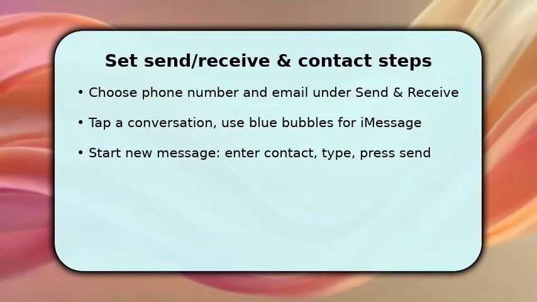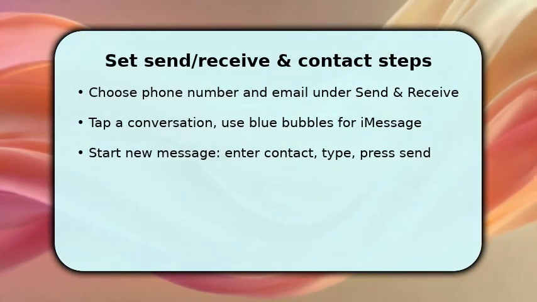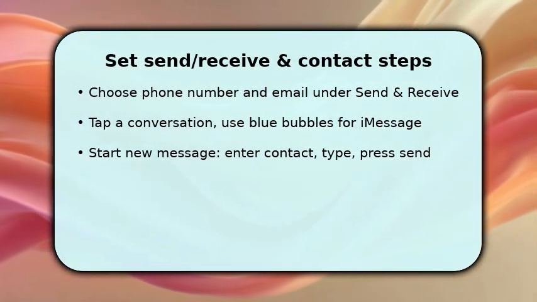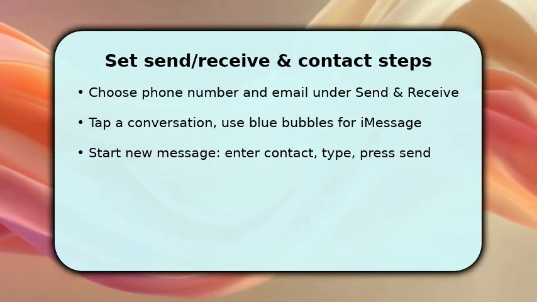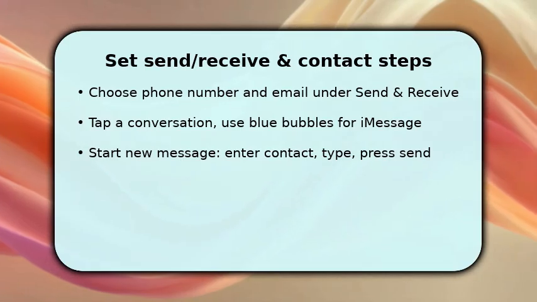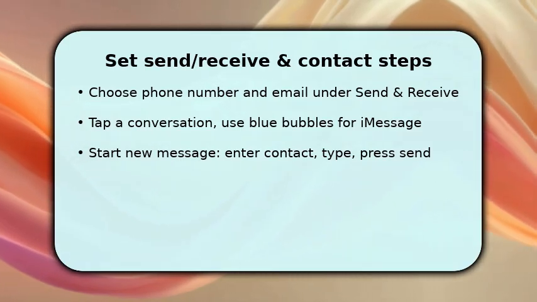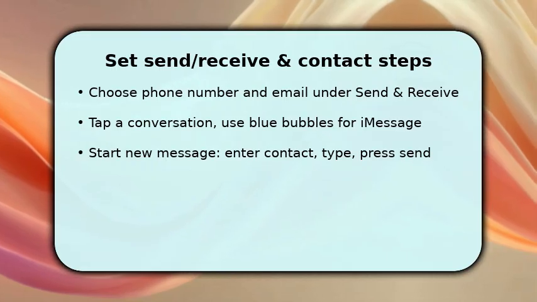Now you'll set how you're reached and how you send. Go back to Settings, Messages, Send and Receive, and select the phone number and email addresses you want active. This controls where replies arrive. Once configured, open Messages and either pick a contact or tap the new message icon.